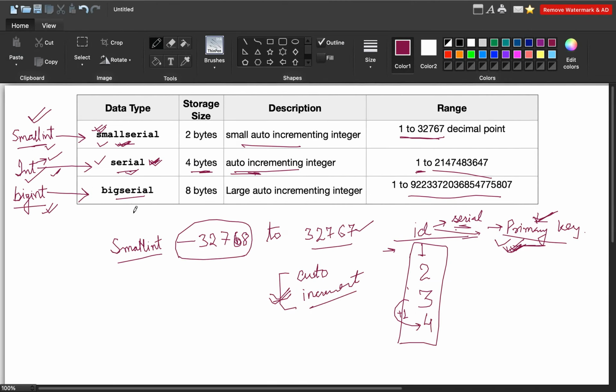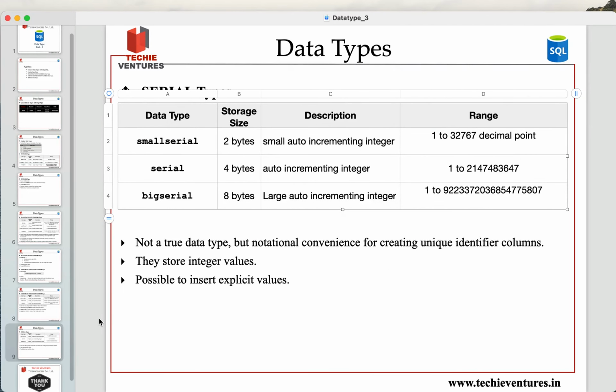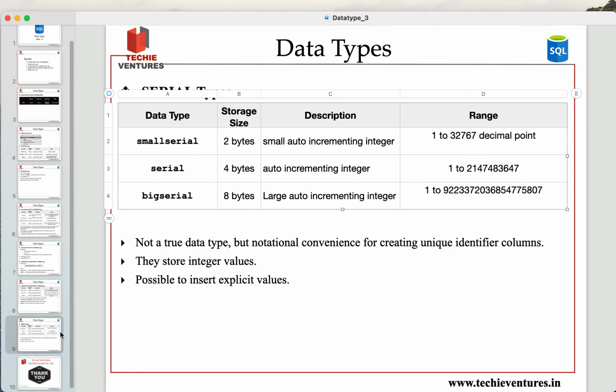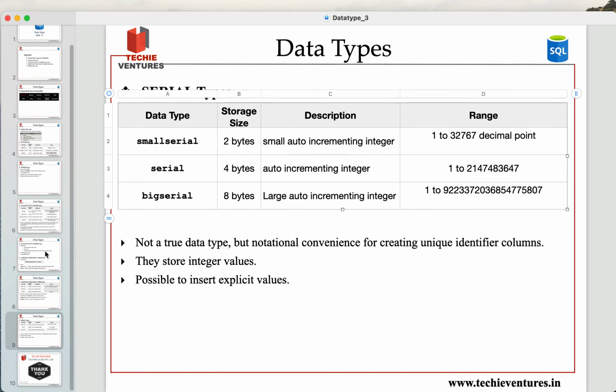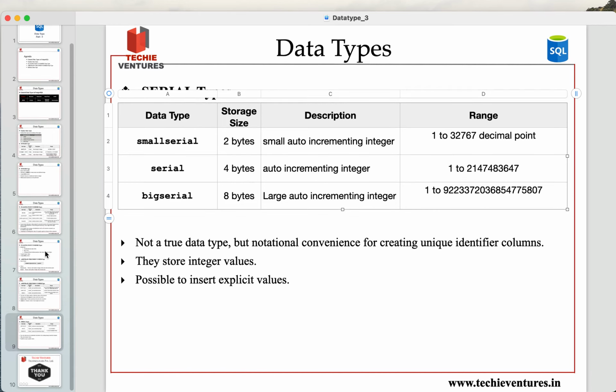So I hope all these points are very much clear to you about the serial data type and the other data types which we have discussed, which is numeric, float, real, double precision, and everything. Right? Now, please practice all these things. I know all this information might be overwhelming for you, but if you practice this on your own, this is really very simple.